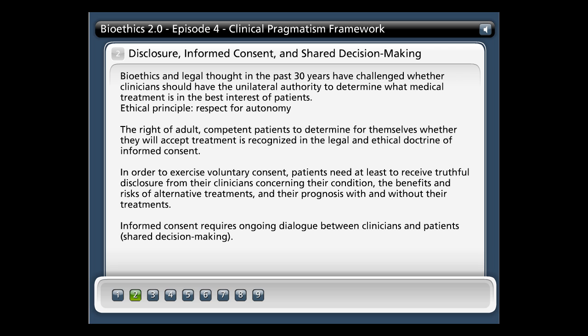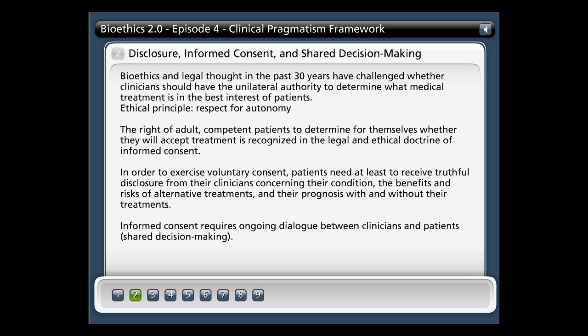Disclosure, informed consent, and shared decision-making. As many of you listening to this podcast know, bioethics and legal thought in the past 30 years have challenged whether clinicians should have the unilateral authority to determine what medical treatment is in the best interest of patients. The ethical principle here is respect for patient autonomy, the right of adult, competent patients to determine for themselves whether they will accept treatment is recognized in the legal and ethical doctrine of informed consent.